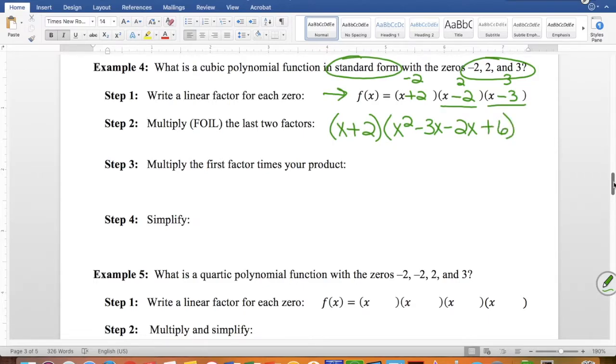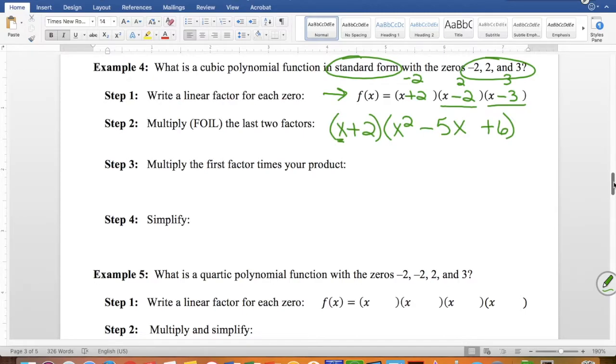Okay? From there, I really want to go ahead and combine my like terms in the middle. So I'm going to just erase, since I'm kind of limited on space. I'm going to go ahead and combine these, my -3x and my -2x, add together to become a -5x. Okay? So there's my quadratic inside that parentheses. Now the next thing I'm going to do is multiply my first factor times the product that we just did. So I'm going to take my first term and distribute it through to all 3 factors.